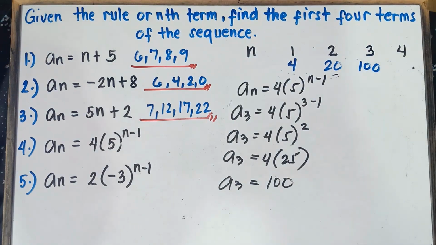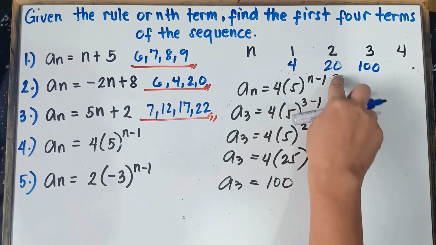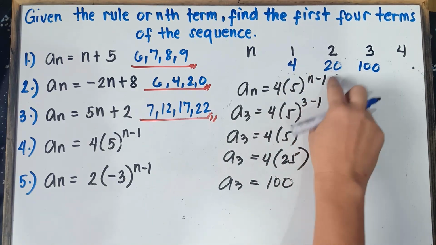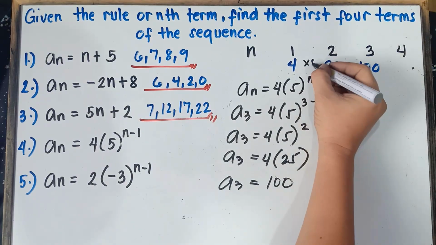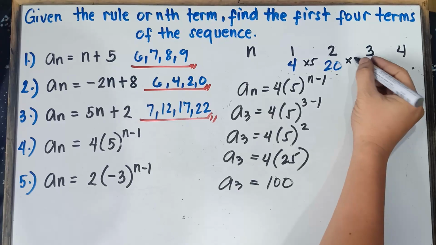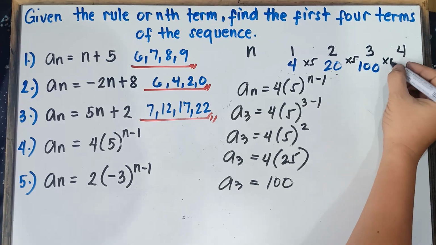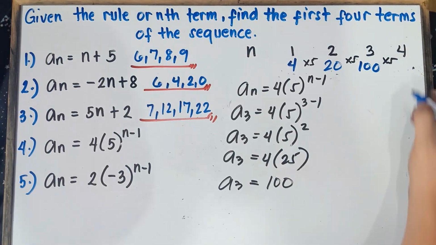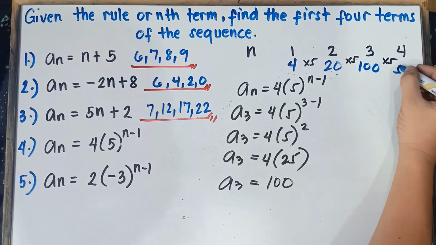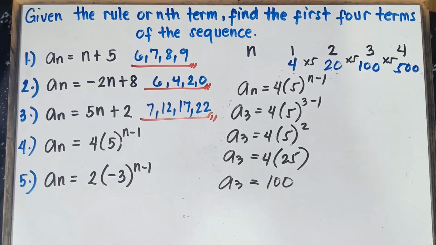So therefore, class, as you can see, what would be the thing that we need to do to 4 to get 20? To get 20, we multiply it by 5, right? 4 times 5, that would be 20. 20 times 5, that would be 100. 100 times 5, therefore, class, the fourth term should be 500. Alright, let's check if our fourth term is really 500.